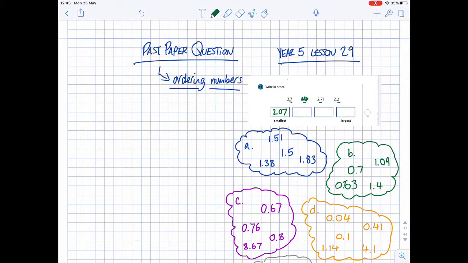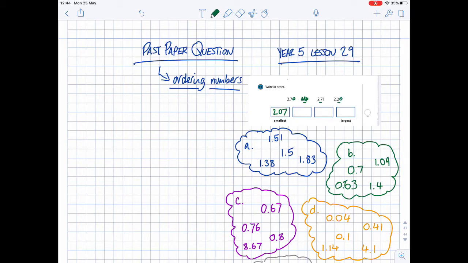Now, what comes after the 7 in 2.7, even though it's not there? It's a 0, isn't it? There's an infinite number of zeros, remember, with every number, but we just don't write them. Same for the end one, which is 2.2. That would have a 0 as well.